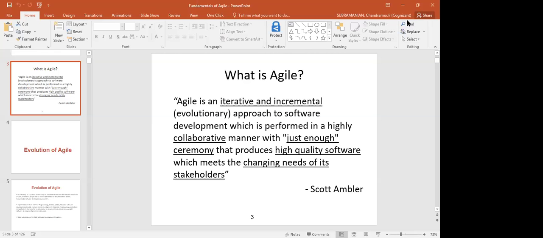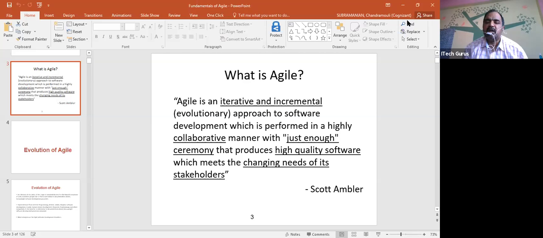Okay. Any question? One more time, please explain what is just enough ceremony? Yeah. So just enough ceremony. Ceremony means process or creating documents. Agile is not telling you not to follow the process. Agile is not telling you not to follow the documents. You only need to ask, is it really required? Just if required, you do it.